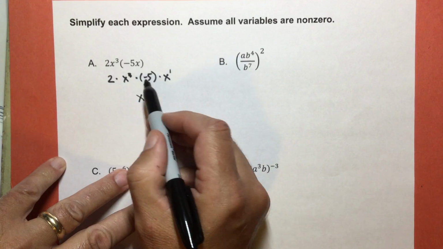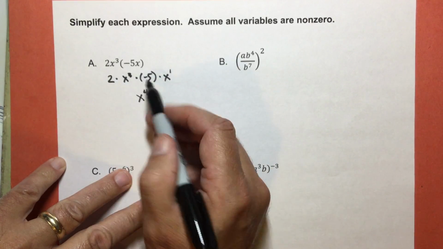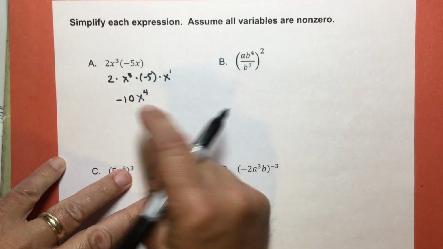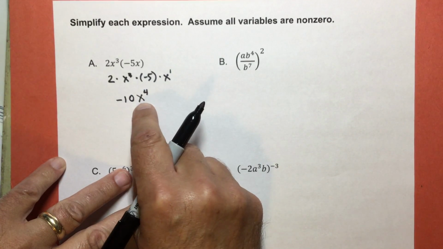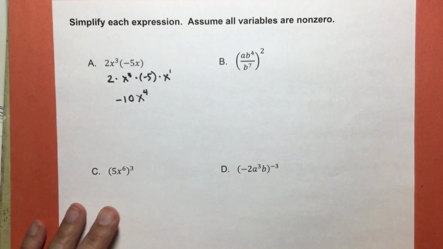The constants, the numbers here, the numbers that I know, I can go ahead and multiply that. 2 times negative 5 is negative 10. And I put it out in front. Otherwise it looks like x to the 4th minus 10. You don't want that. Remember, coefficients always go out in front.